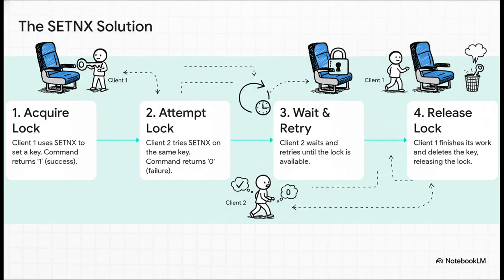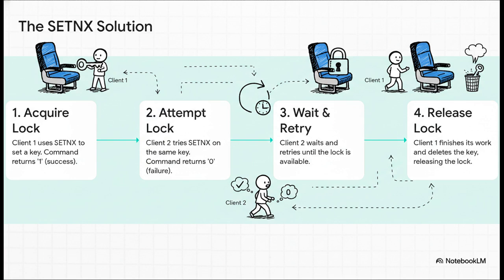So how does Redis solve this? With a really clever command called setNX. It's short for set if not exists. Here's how it plays out. Client 1 says, hey Redis, set NX on this airplane seat. Since nobody has that lock yet, Redis says, sure thing, returns a success, and client 1 officially has the lock.